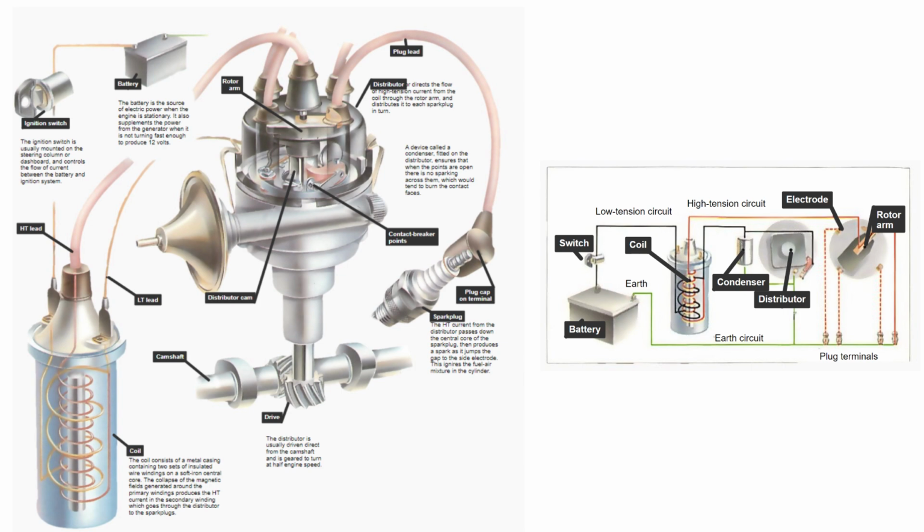A tuned circuit is formed by the primary winding and the capacitor, and the stored energy oscillates between the inductance of the coil and the capacitor. The varying magnetic field in the core of the coil induces a high voltage in the secondary of the coil.